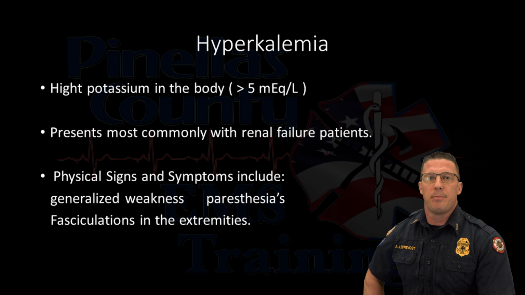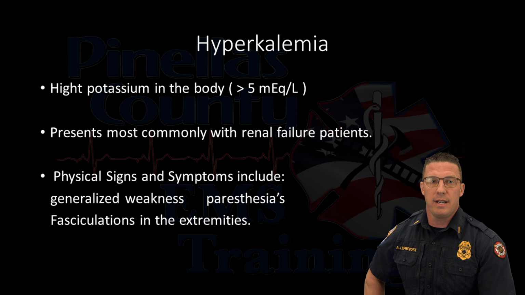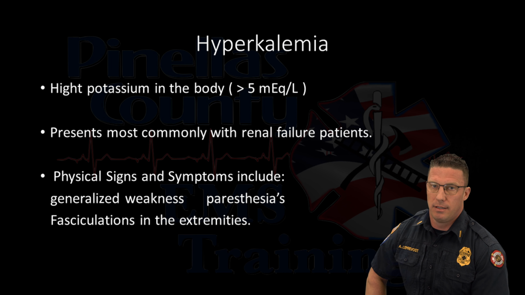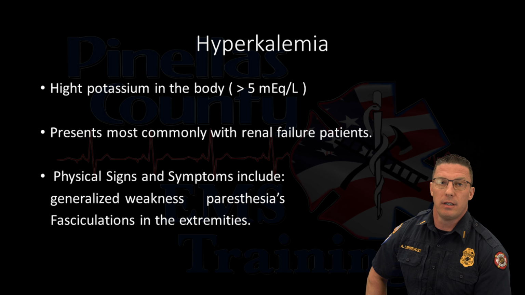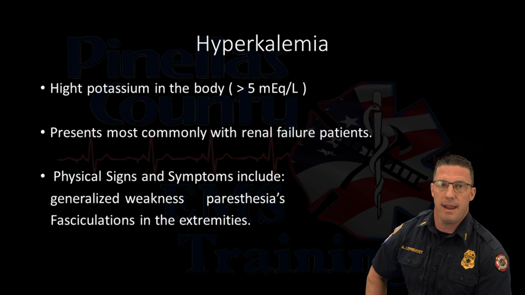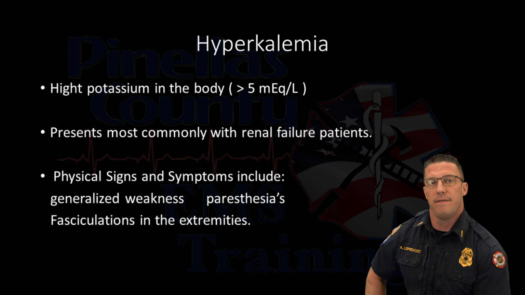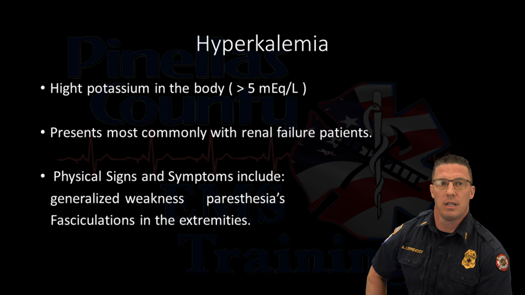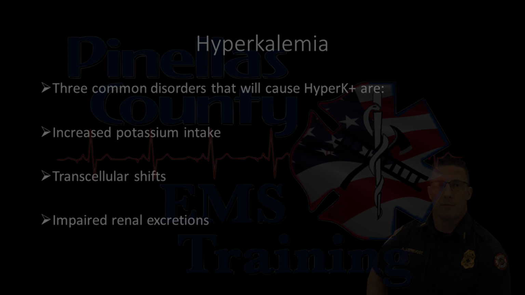So now let's talk about hyperkalemia, which, as you probably have already guessed, is high potassium in the blood. Hyperkalemia levels in the blood over 5 milliequivalents per milliliter define hyperkalemia. Hyperkalemia is presented commonly in our renal patients. In mild to moderate cases, some physical findings can be general weakness, burning or pricking sensation usually felt in the hands, arms, legs, and feet. This is also referred to as paresthesia. And fasciculations, which means muscle twitching, also happens in the extremities.